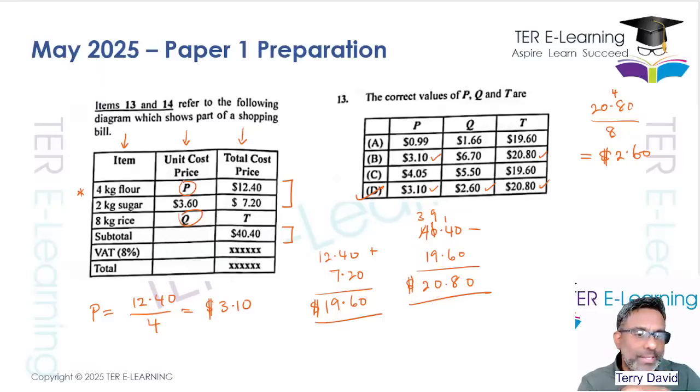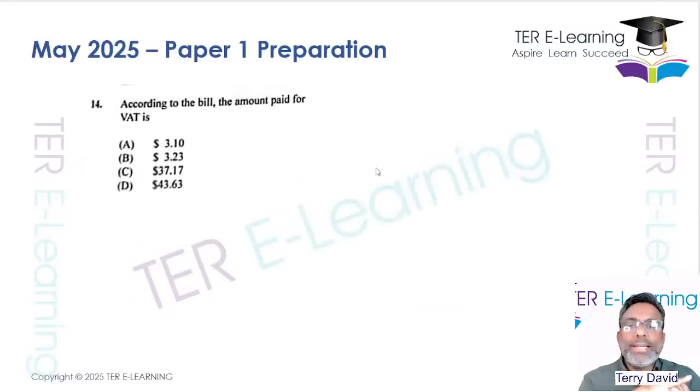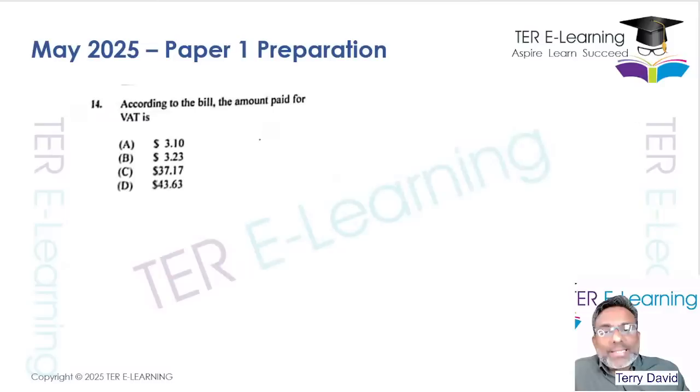Now there's another question on this as well. For the same bill, they want us to work out what the VAT is. VAT is value added tax. The tax here is 8% and the subtotal is $40.40. So you want to figure out what the actual VAT is. The VAT in this case is 8% multiplied by your subtotal, which is $40.40.